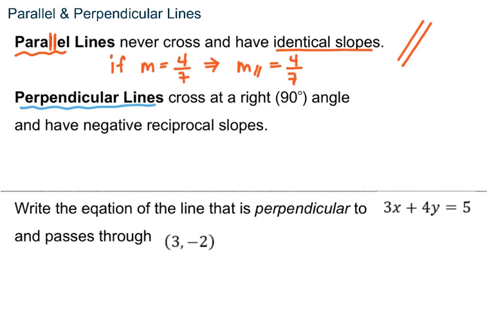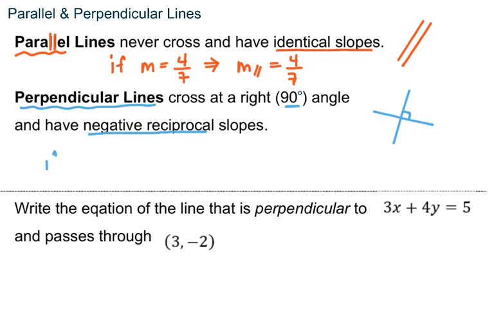Perpendicular lines cross at right angles, or a 90-degree angle. So two lines crossing at right angles would look like this. And the thing that we need to know about perpendicular lines is they have negative reciprocal slopes. So you negate the slope and then you use the reciprocal.